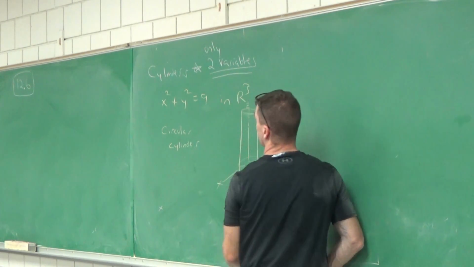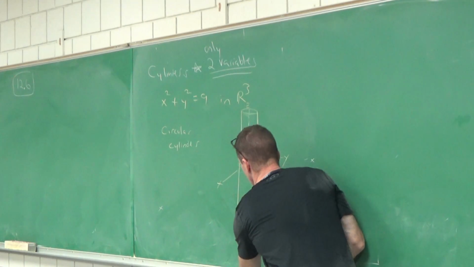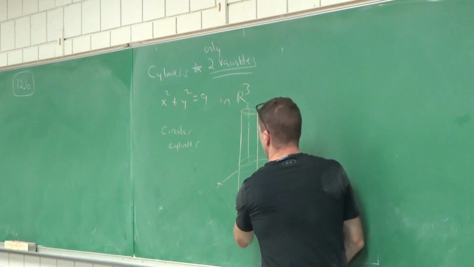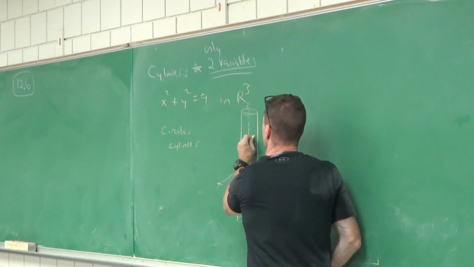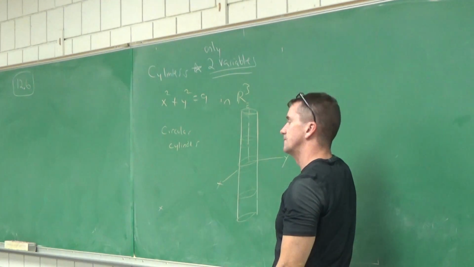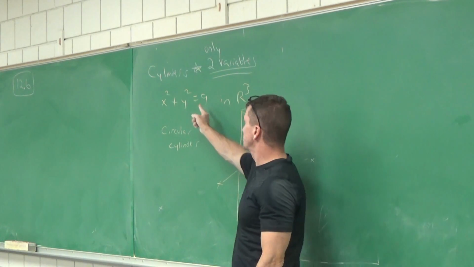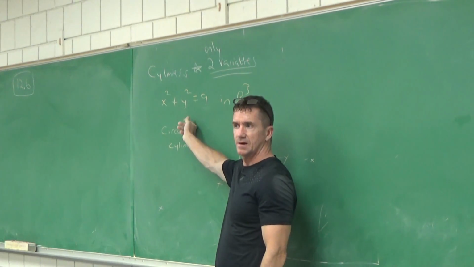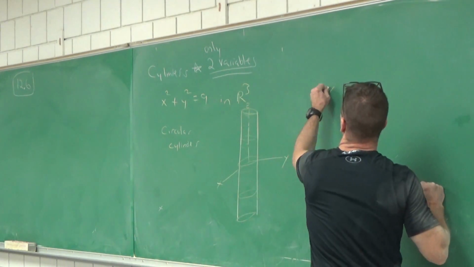with a radius of what? 3. And it just keeps going. There's another trace. You can put traces all over the place. Keep putting traces. But the radius is 3, right? Centered on the z-axis because which letter was missing? Z. Right?